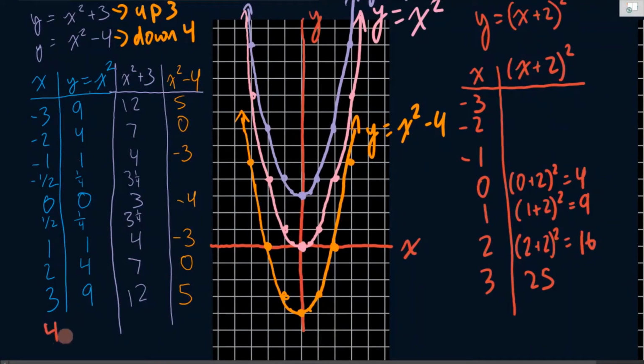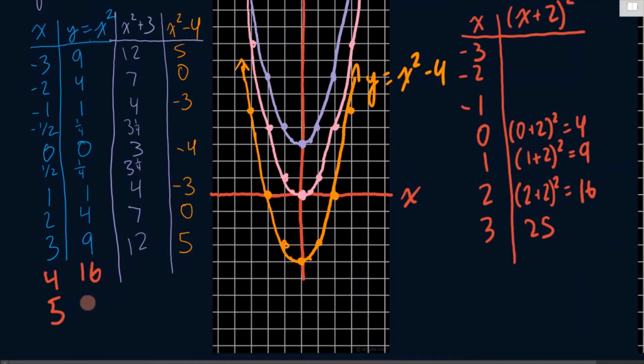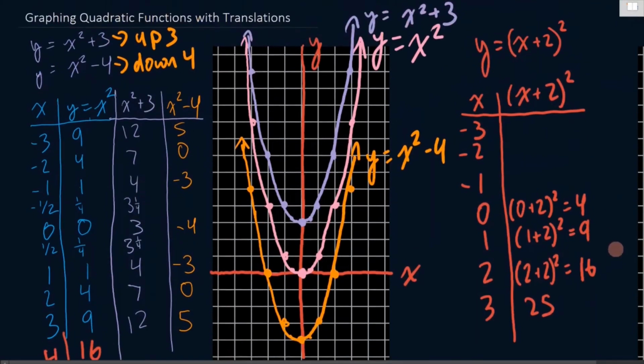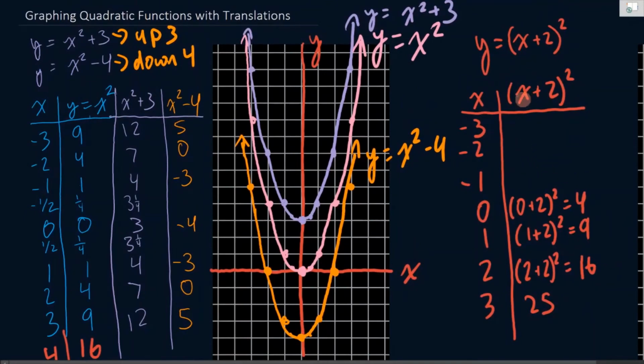16 would be our next point here, right? 4 squared is 16. And sure enough, 5 squared is 25. So if we kept going, we would get these next 2 points. So let's work backwards and see what happens. -1 plus 2 squared. So -1 plus 2 is +1, and +1 squared is 1.